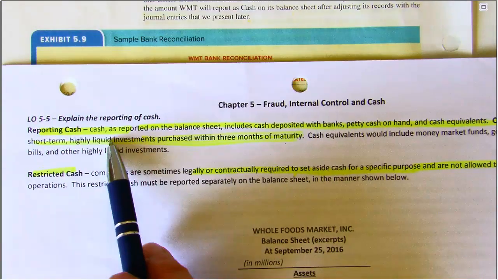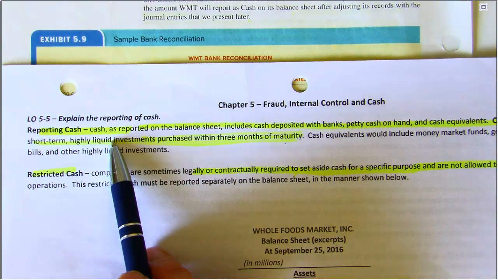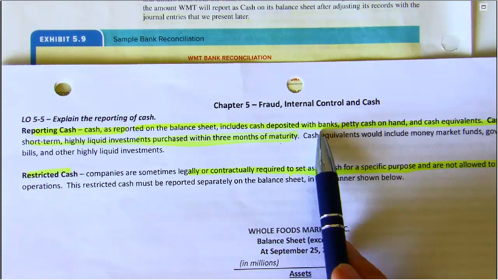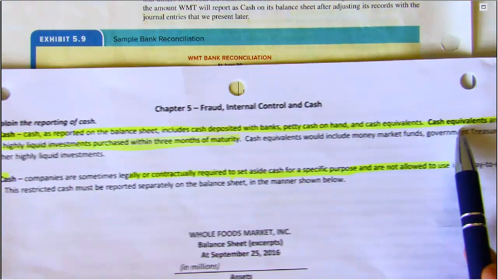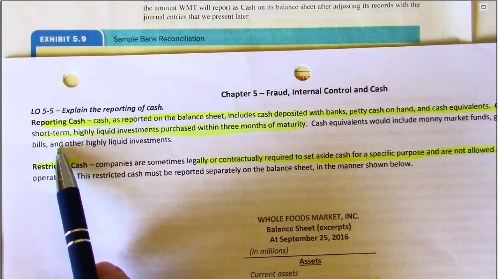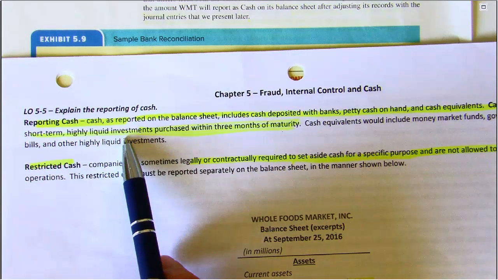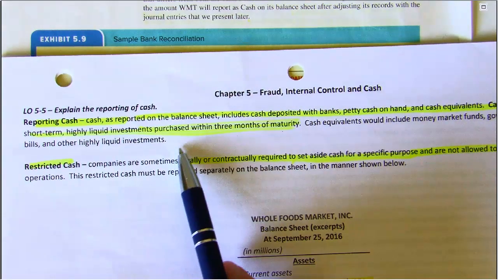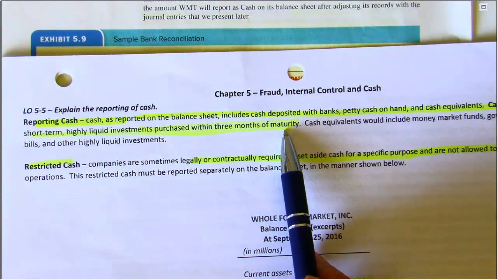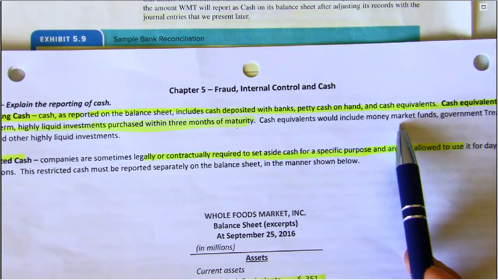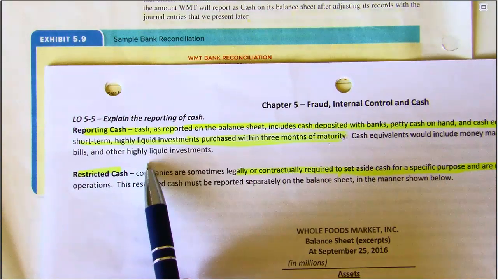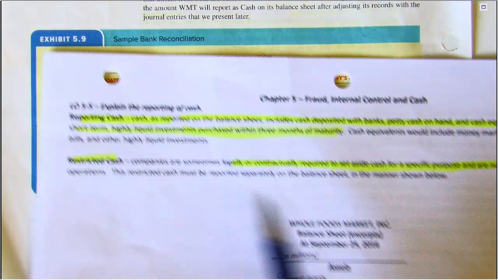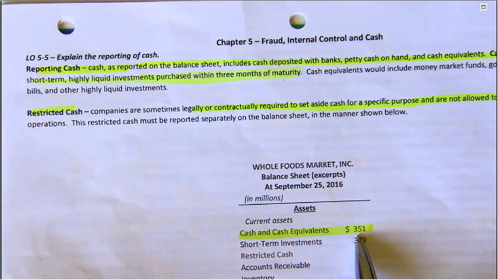So let's read. Cash as reported on the balance sheet includes cash deposited with banks, petty cash on hand, and cash equivalents. Cash equivalents are short-term, highly liquid, that means easily sold, investments purchased within 3 months of maturity. They're going to turn into cash really quickly. Cash equivalents would include money market funds, government treasury bills, and other highly liquid investments. So they're lumped together in this one amount and reported on one line in your balance sheet.